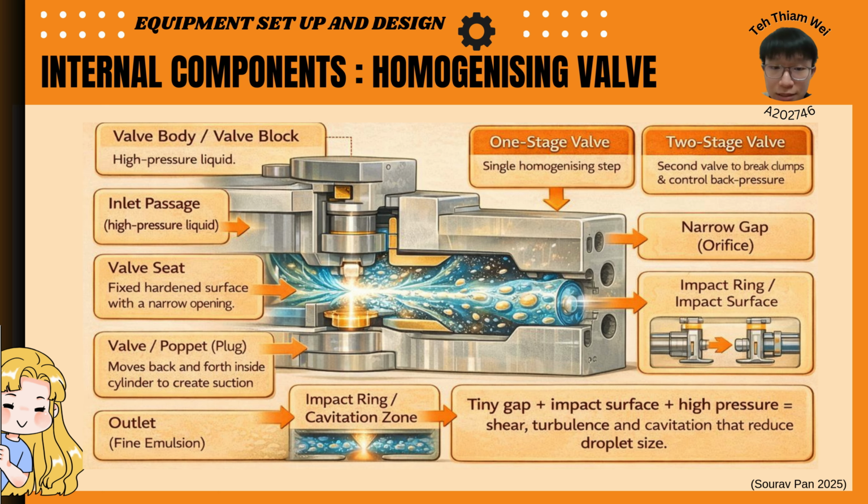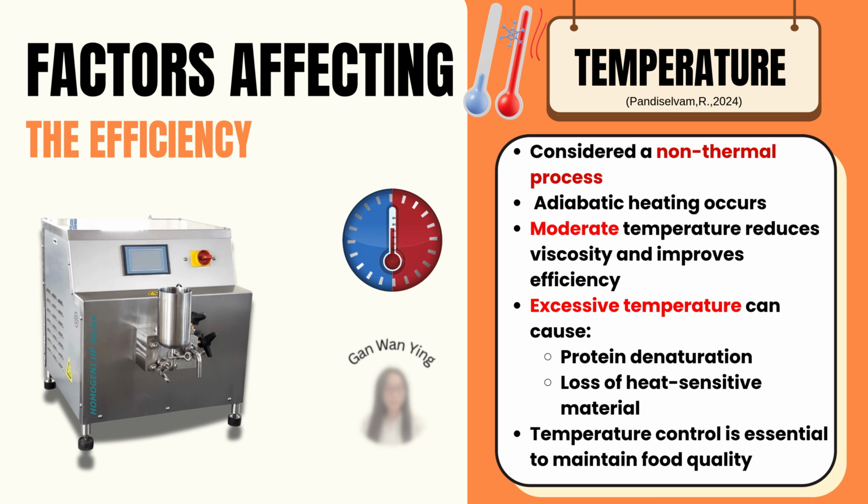Next, I will discuss temperature as one of the factors affecting the efficiency of a high-pressure homogenizer. Although high-pressure homogenization is considered a non-thermal process, some adiabatic heating still occurs. A moderate increase in temperature can actually be beneficial because it reduces the viscosity, allowing the fluid to flow more easily through the homogenizer. This improves particle size reduction and overall processing efficiency.